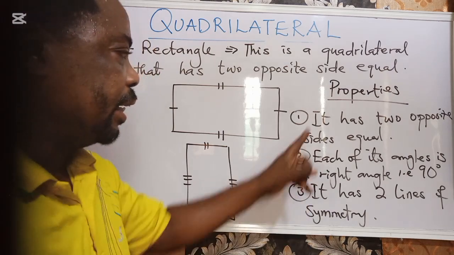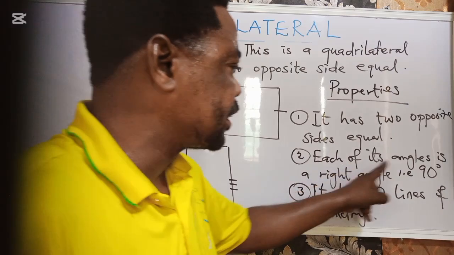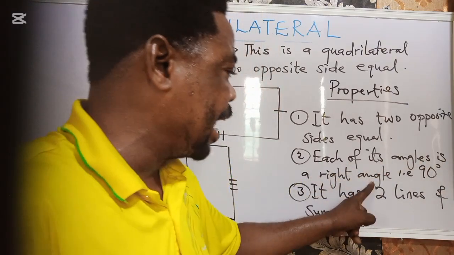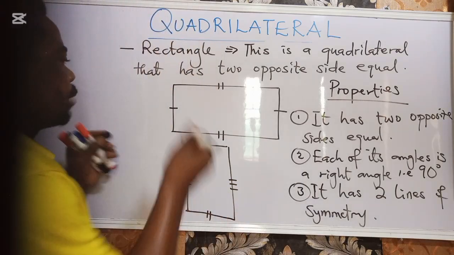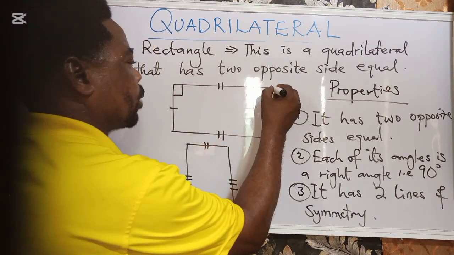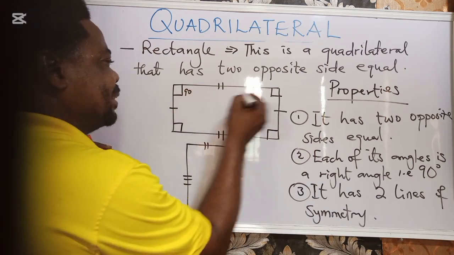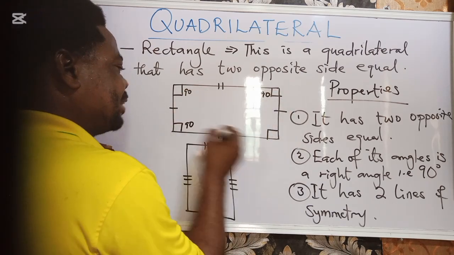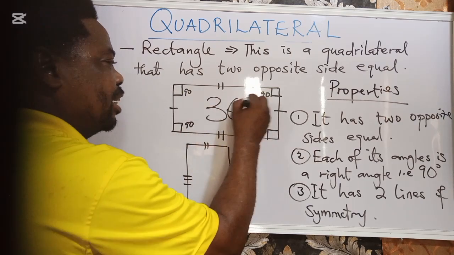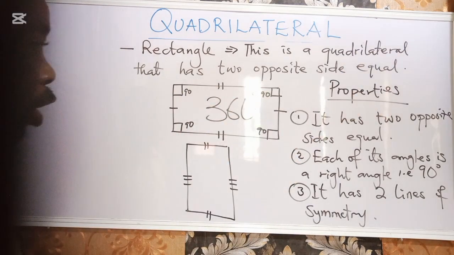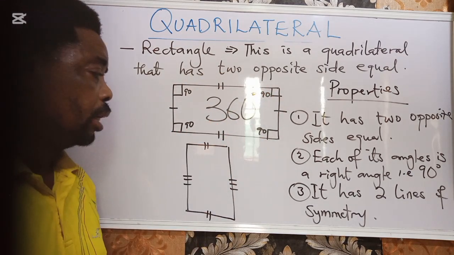Now, look at it. It has 2 opposite sides equal. Bam. Each of its angles is a right angle. That is 90 degrees. A right angle means 90 degrees. So look at it here. This angle here is a right angle. This one is a right angle. This one is a right angle. This one is a right angle. If I call this one 90, 90, 90, 90, add it together, you will see that it's exactly 360 degrees, which is what we said in that one, that their interior angles will give us 360 degrees when they are summed together.